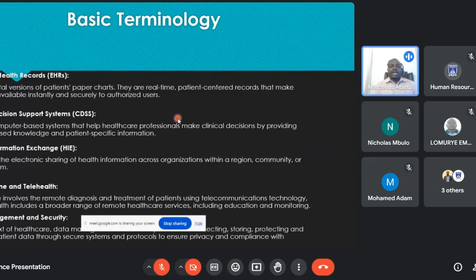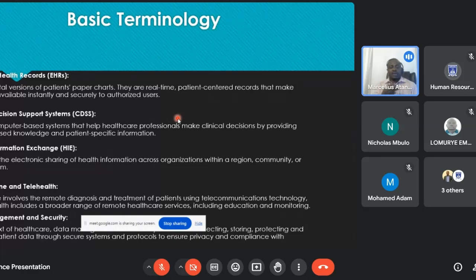So let's look at electronic health records. These are simply the digital version of patients' paper charts, written data collection, and stuff like that. Clinical decision support system. So these are computer-based systems that help healthcare professionals make clinical decisions by using evidence-based knowledge and specifically patient information.